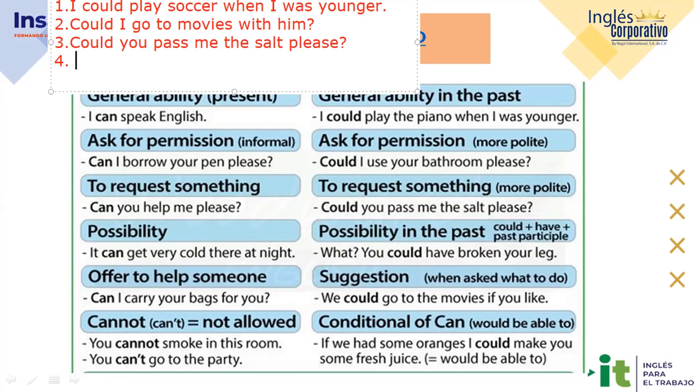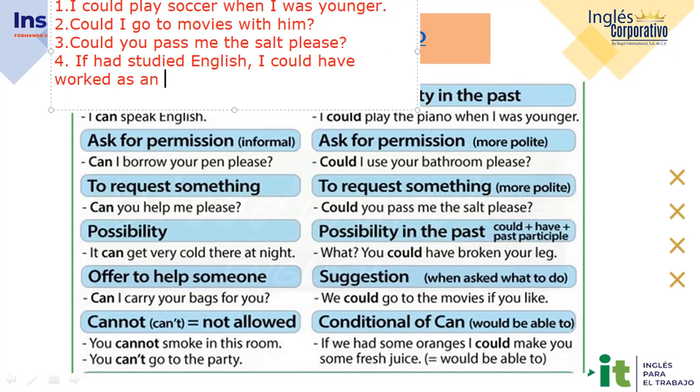You could have broken your leg. So let's imagine in here, we're going to check the following, that in this context, we mean that probably it's an imaginary situation. Vamos a tratar de abarcar una posibilidad en el pasado con un condicional. Okay. If I had studied English, I could have, si hubiera estudiado inglés, yo podría haber worked, podría haber trabajado as an English teacher.